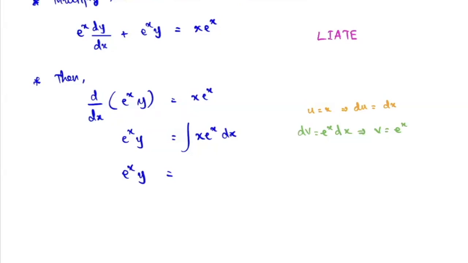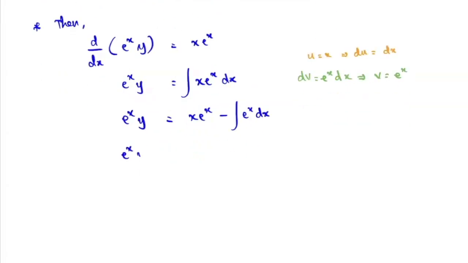Therefore you let u equal the higher ranked function, in this case the algebraic function, x. And so from this you get u times v, that is x times e to the x, minus the integral of v du, so e to the x dx. Then you get e to the x times y equal to x times e to the x, minus e to the x, plus a constant C.